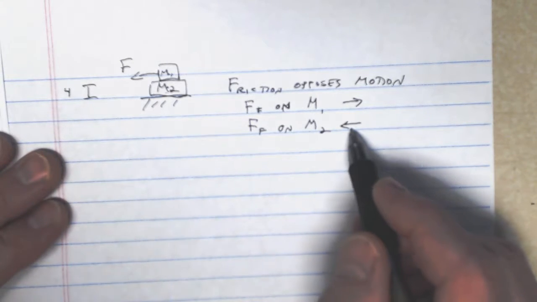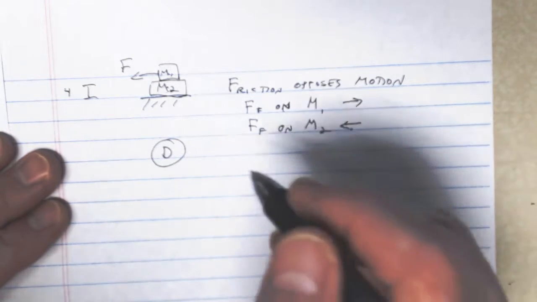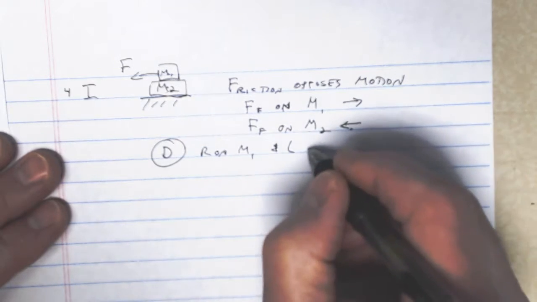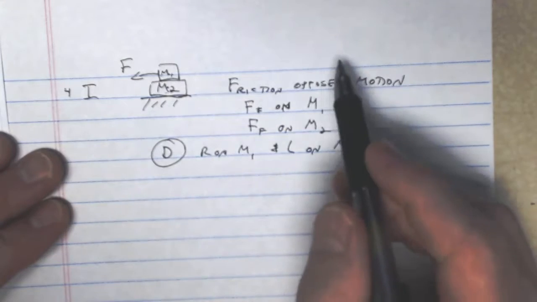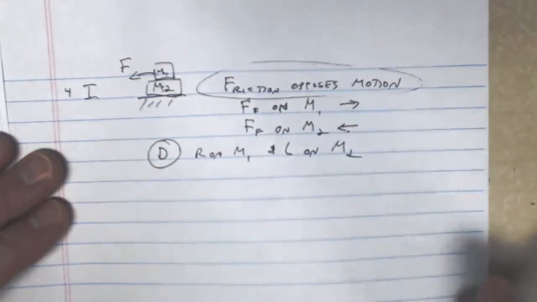But in any case, it's answer D that says that the force of friction is to the right on M1 and left on M2. So the key thing in explaining this is the concept that friction opposes motion, and describing what the motion is.